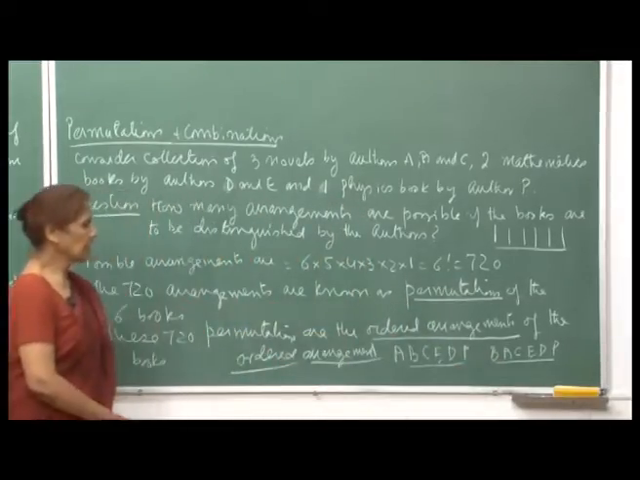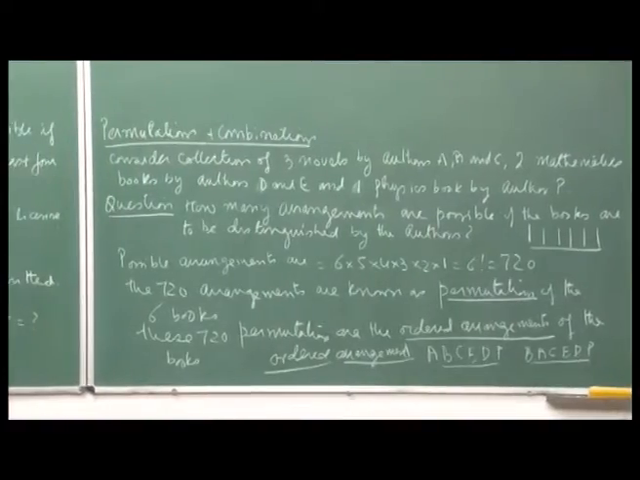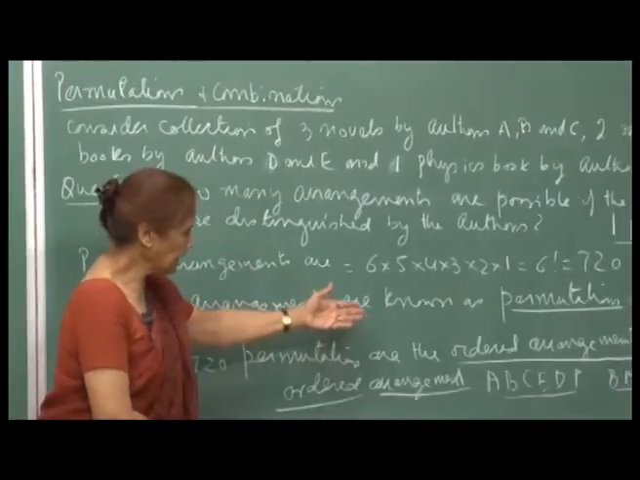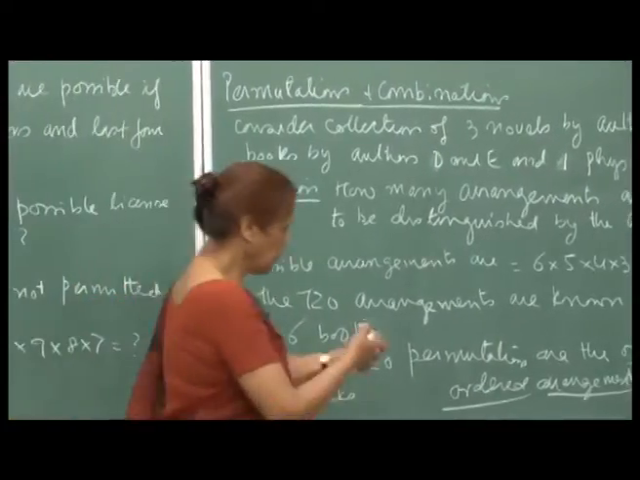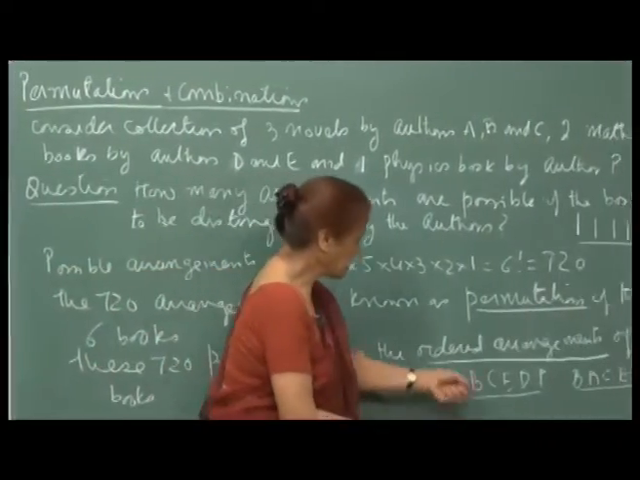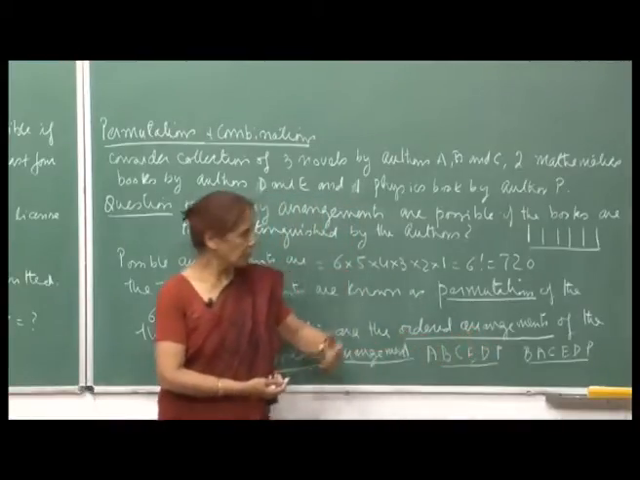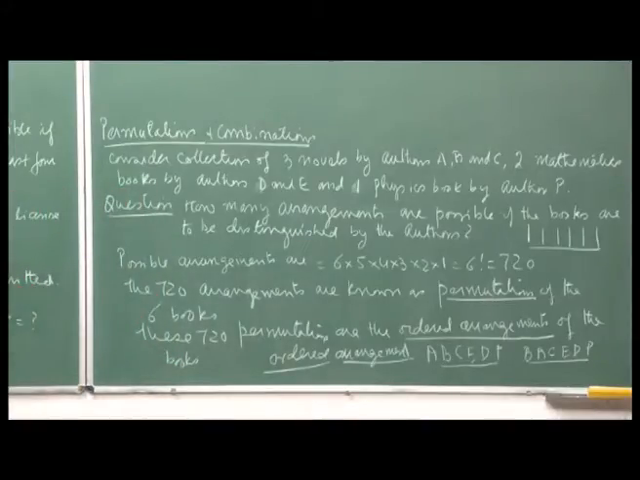That arrangement BAC EDP. Okay. So, this is the idea that your 720 permutations are the ordered arrangements of the 6 books, and how you place them depends on the fact that I am distinguishing between which author is occupying the first place, which author is occupying the second place, and so on. So, this way it will be 720.